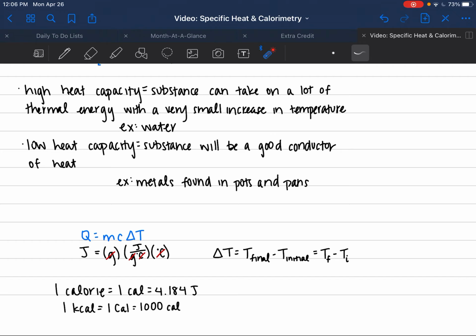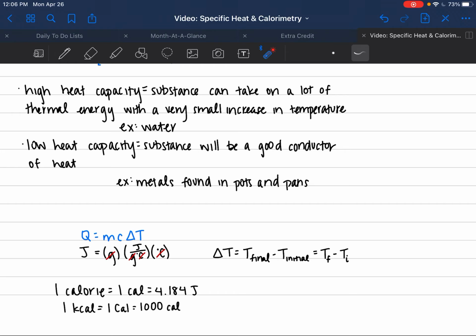Something else I want to point out, if you're dealing with delta of something, that tells you that it is a change of something when we're talking in chemistry. So for delta T, that is our change in temperature. We're saying that's our final temperature minus our initial temperature. You may also have seen it written with a little f for final and a little i for initial. Either way works. Just remember it's final minus initial and not the other way around.